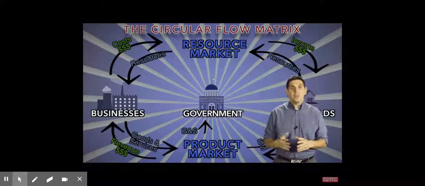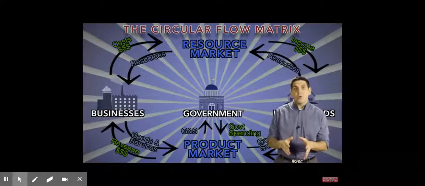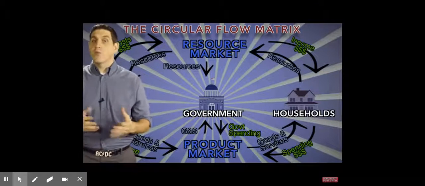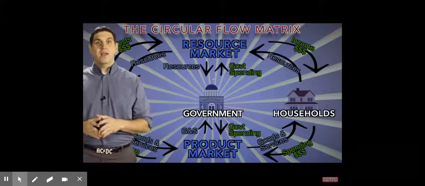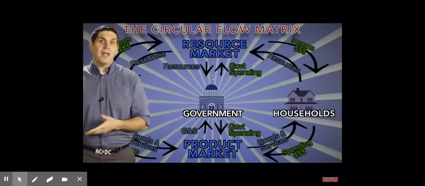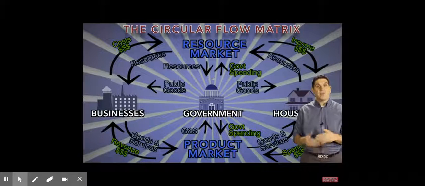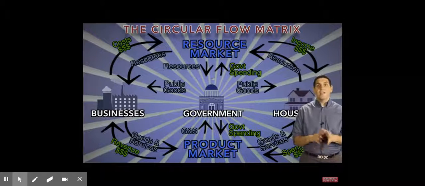First, the government buys goods and services from businesses in the product market. For example, fire trucks. And just like households, they pay for them. That's called government spending. The government also buys resources in the resource market, like teachers and firefighters. Again, it pays for those resources, which is again called government spending. The government then turns around and provides public goods and services like fire protection, schools, roads, and bridges to businesses and households.